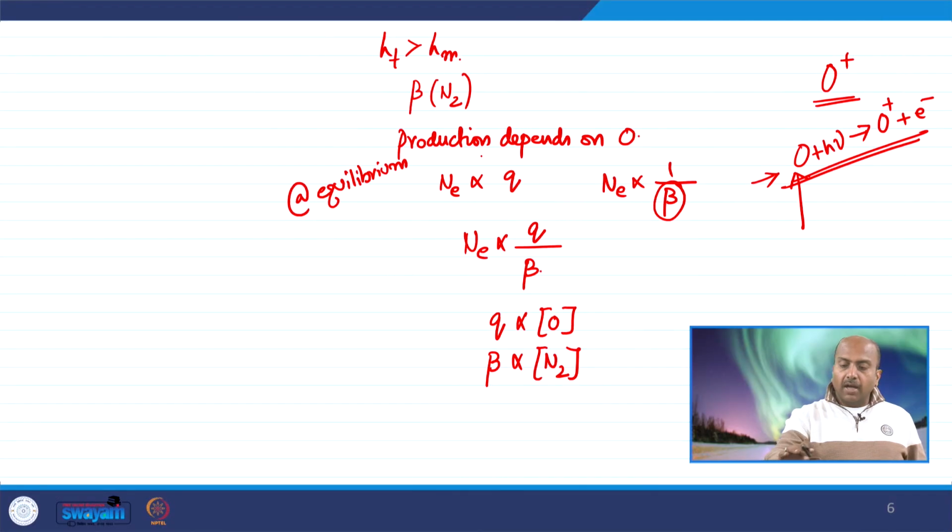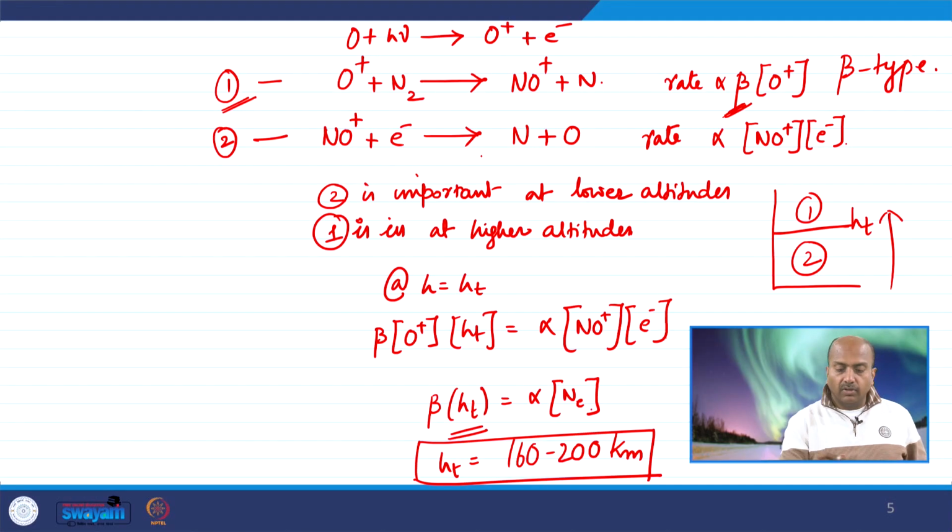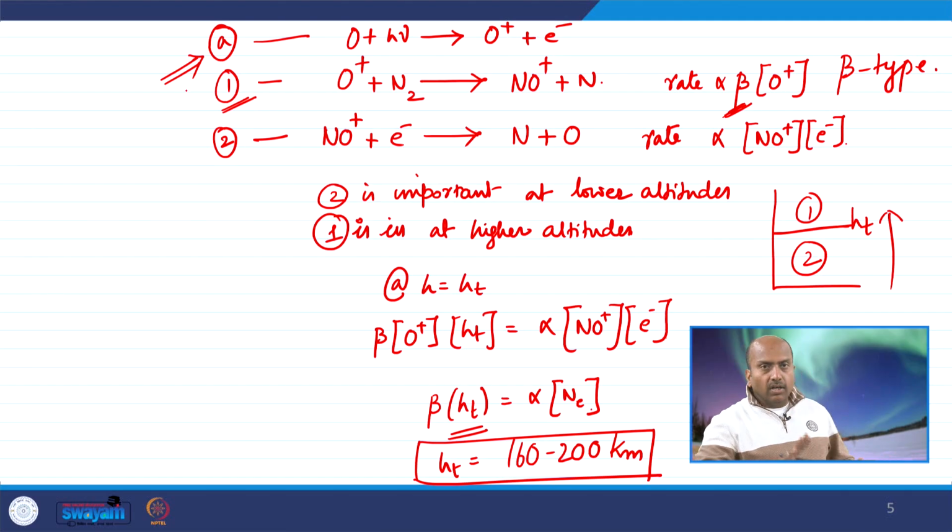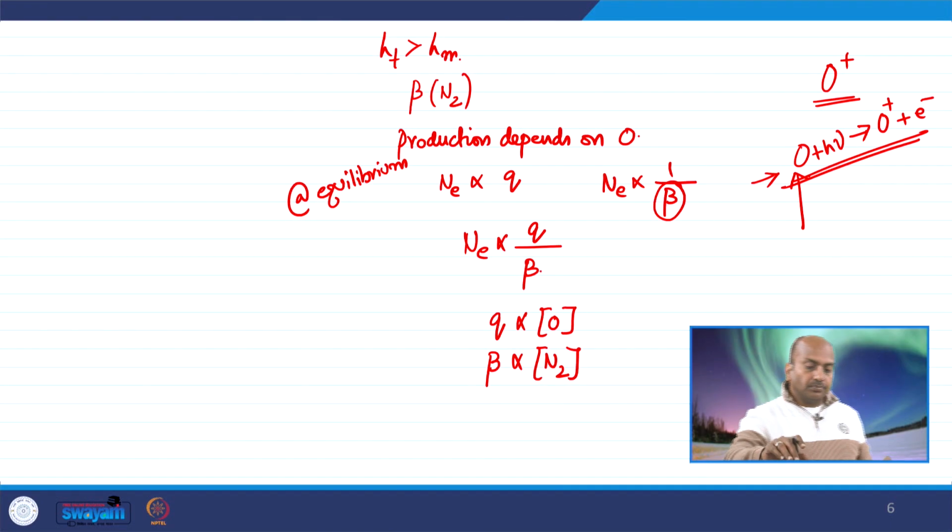Right. Coming back, so we have these three processes. Let's say we call this A. A is the process by which electron density is created, when we are still talking about the ionosphere. Process number 1 is a route by which O plus is lost, creating NO plus. And stage number 2 is basically that stage when this molecular ion is dissociatively recombining with an electron, resulting in the formation of a neutral species.